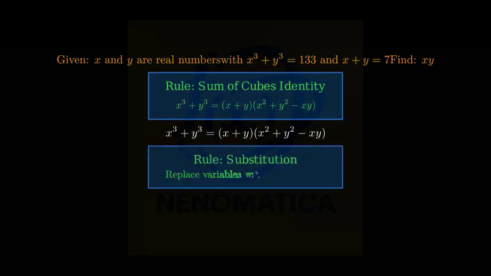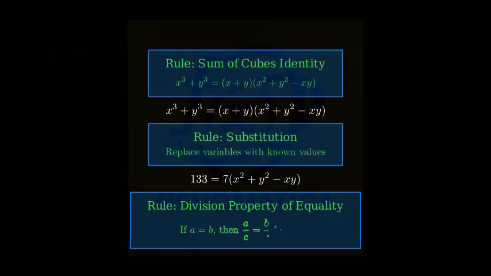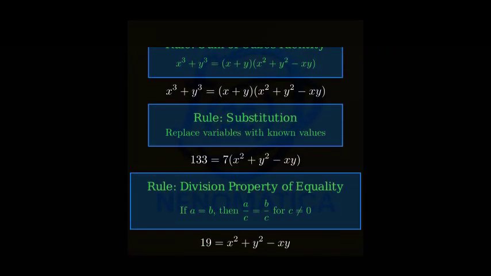Now, we'll substitute our given values into this identity. We know that x cubed plus y cubed equals 133 and x plus y equals 7. So we can write 133 equals 7 times the quantity x squared plus y squared minus x times y. Next, we'll divide both sides of the equation by 7. 133 divided by 7 is 19. So we get 19 equals x squared plus y squared minus x times y.